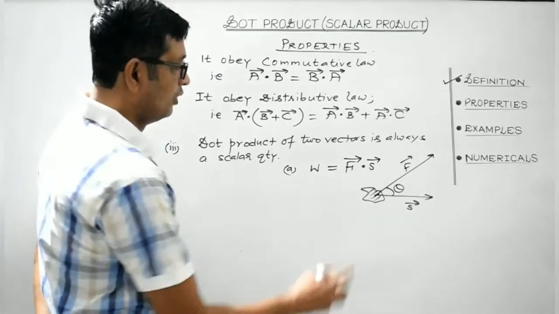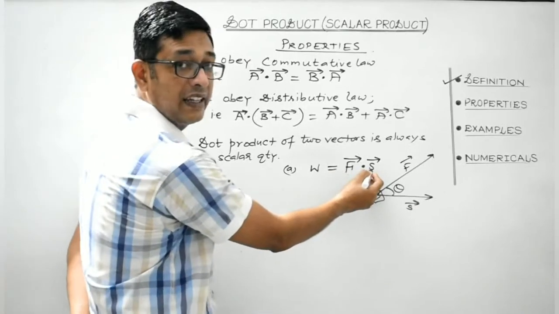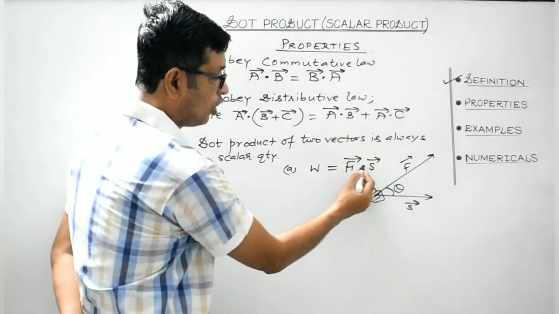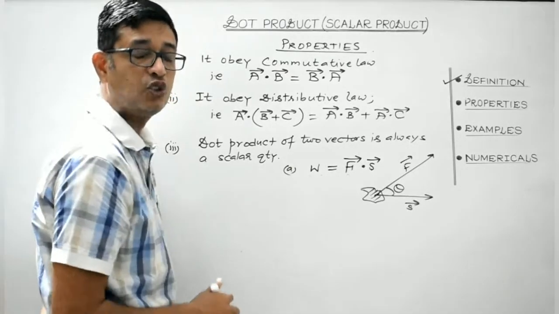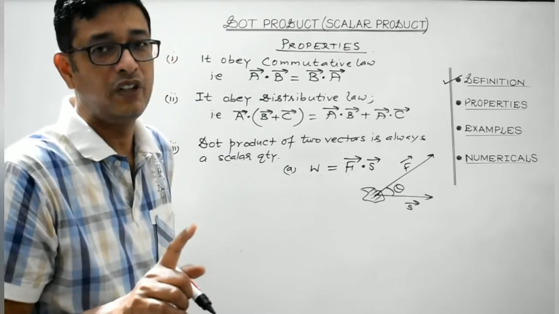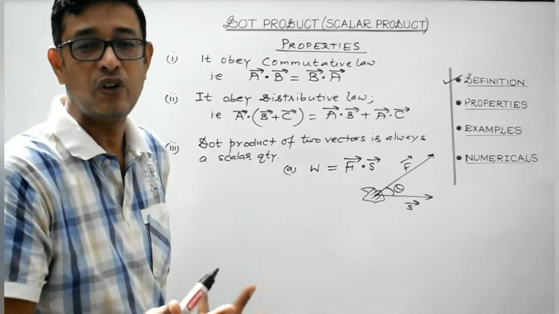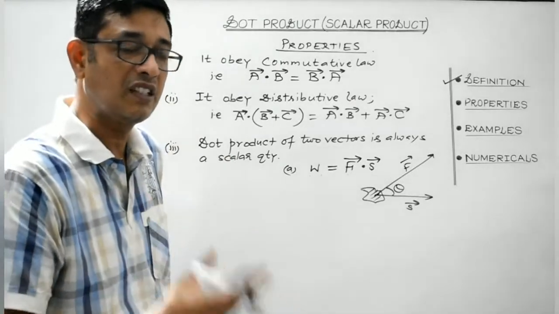Clear? So these are the two vector quantities. Force is a vector quantity. Displacement S is a vector quantity. But their dot product is a scalar quantity. Work is a scalar quantity. So that is the reason why dot product of two vectors is always a scalar quantity, and it is known as a scalar product. Dot product is also known as scalar product.